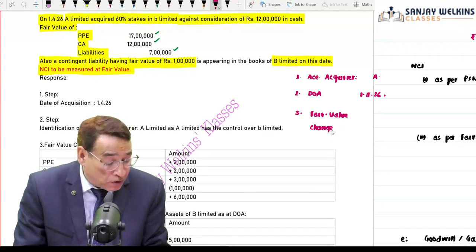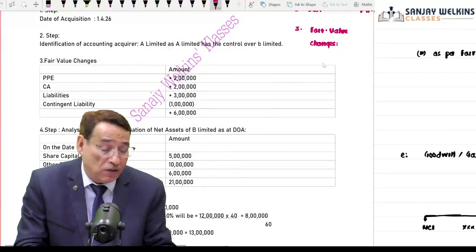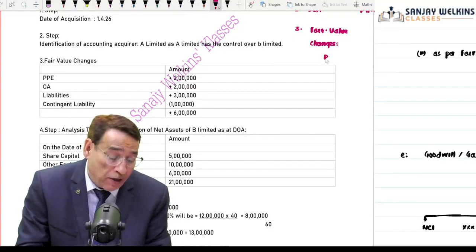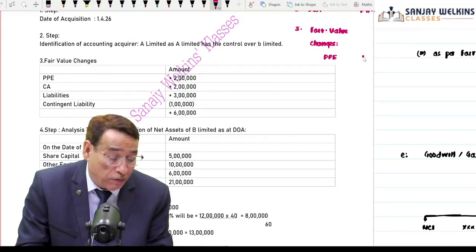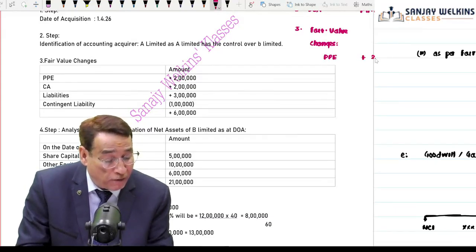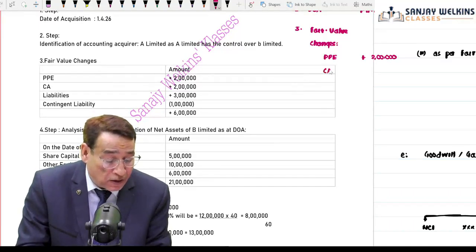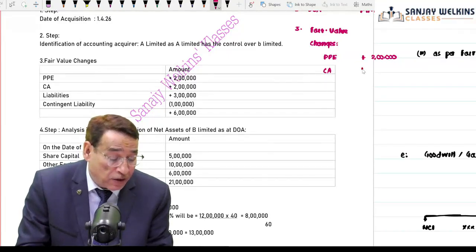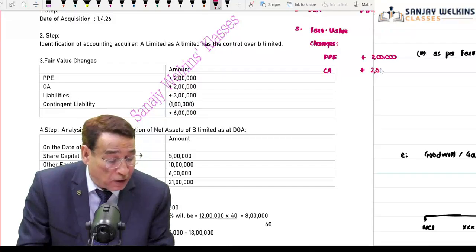Now, in order to compute the fair value changes, we have already seen that for property, plant and equipment there is a gain, because the value is going up from 15 lakh to 17 lakh, so there is a gain of 2 lakh. Is it clear to you? Similarly, current assets: in the balance sheet it is 10 lakh and its fair value is 12 lakh. So again, there is a gain of 2 lakh.